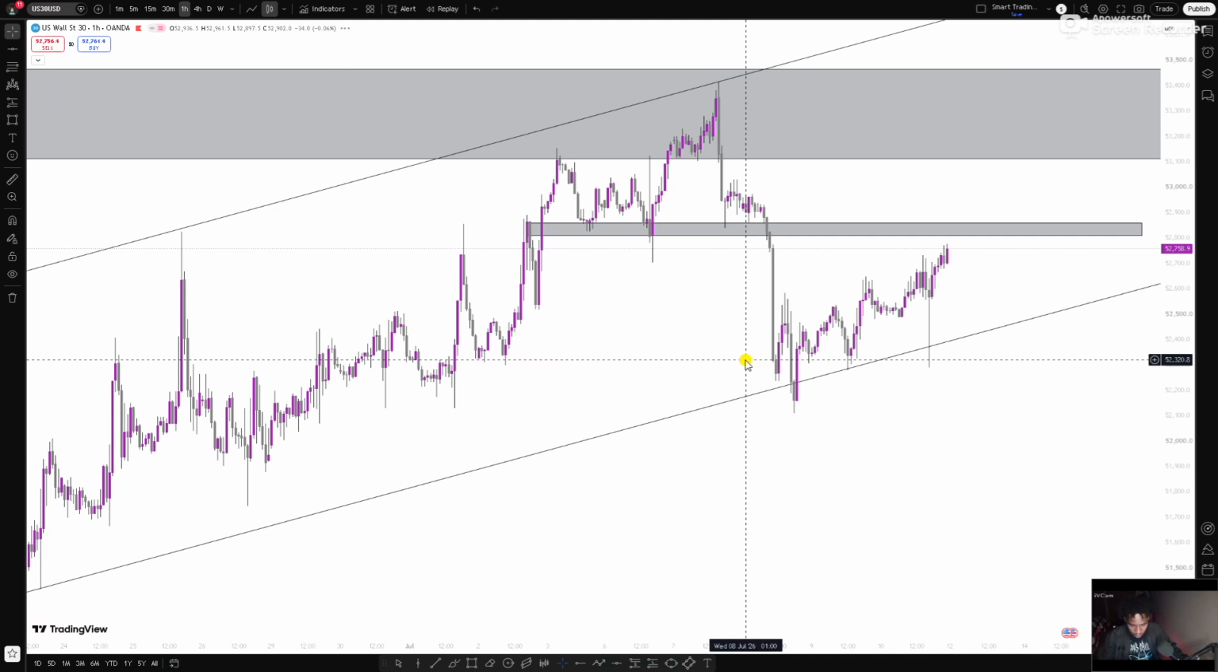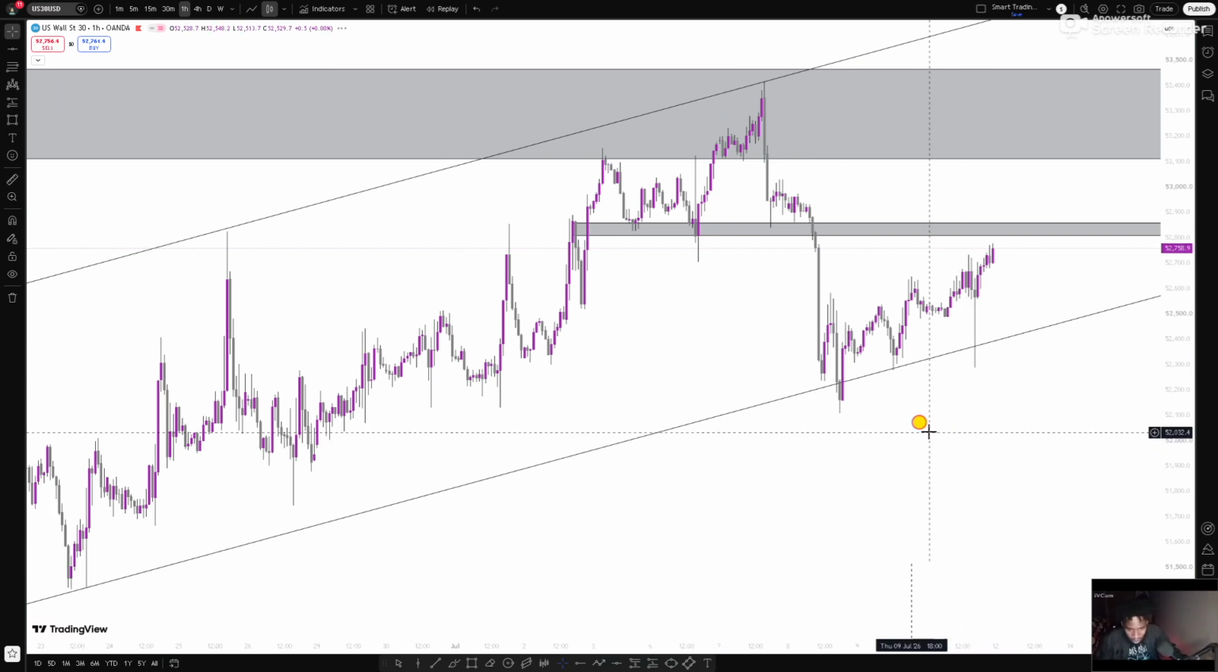Okay, my camera keeps on focusing and leaving and coming back. I don't know why it's doing that, but yeah.